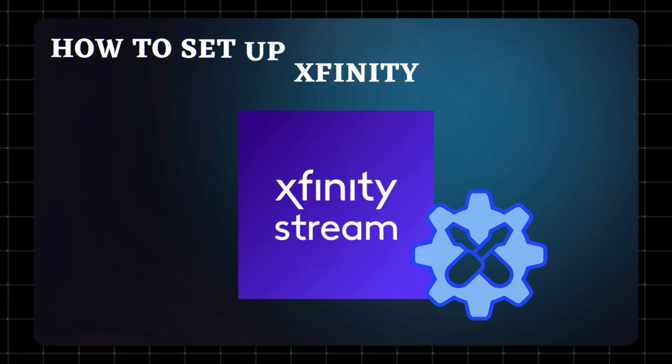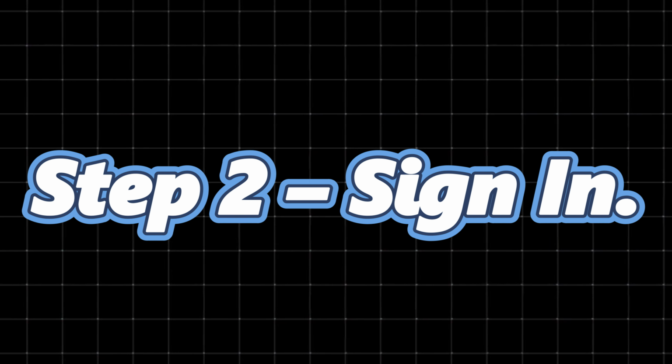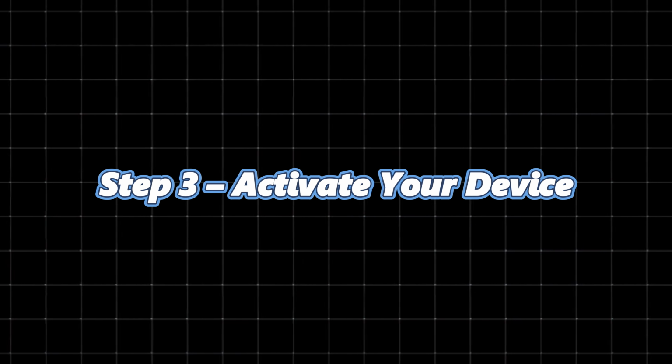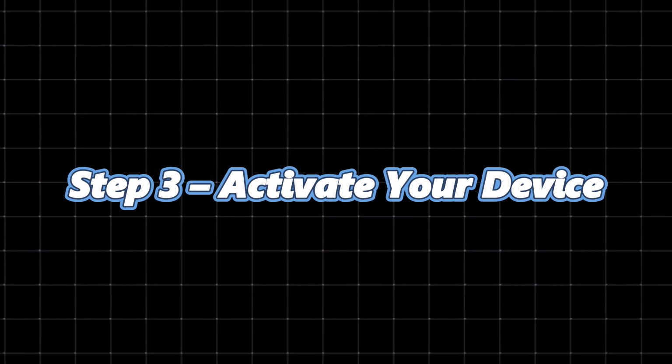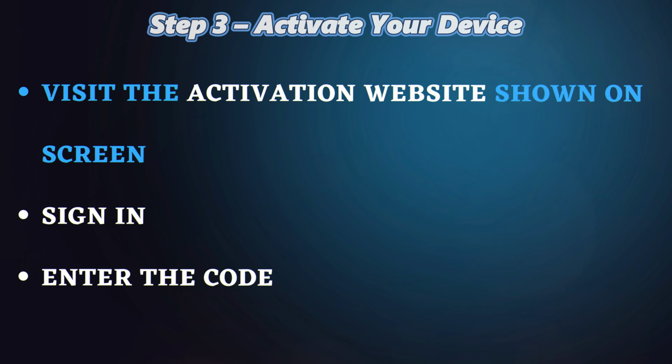How to set up the Xfinity Stream app. Step 1. Download the app. Install the Xfinity Stream app from Google Play Store, Apple App Store, or your smart TV app store. Step 2. Sign in. Open the app and log in using your Xfinity ID and password. Step 3. Activate your device. Some TVs may show an activation code. Just visit the activation website shown on screen. Sign in, enter the code.